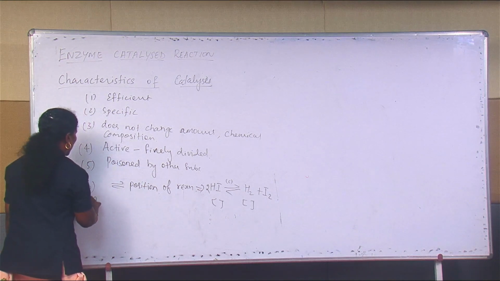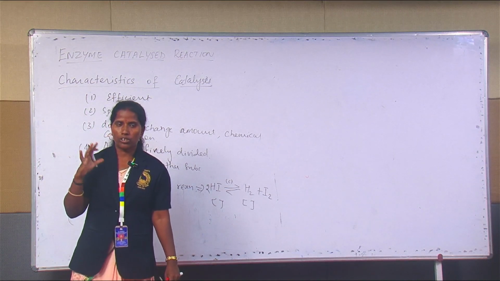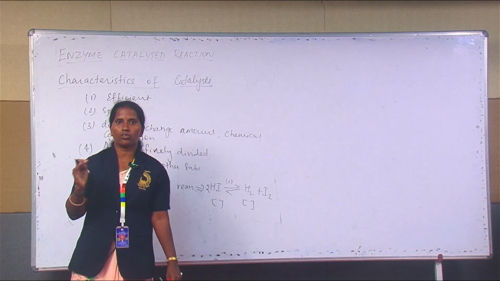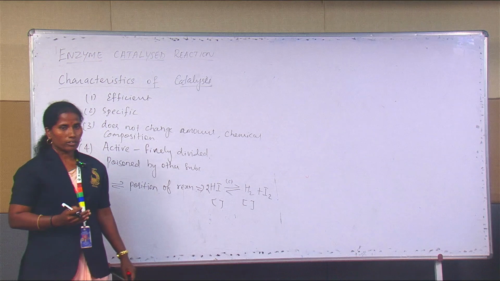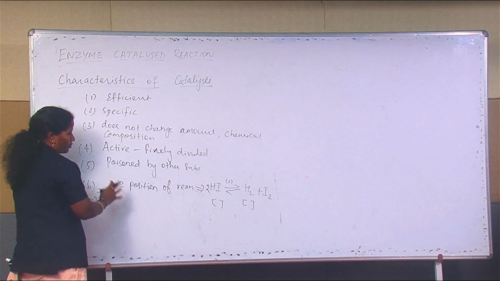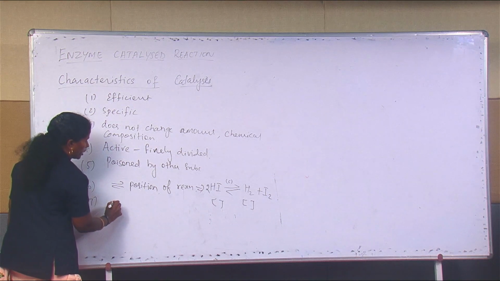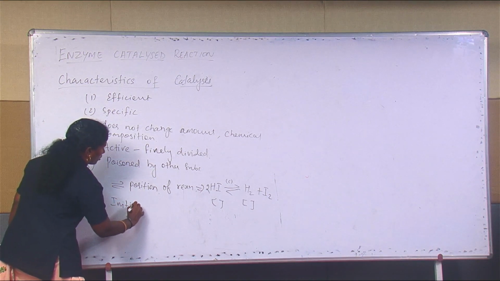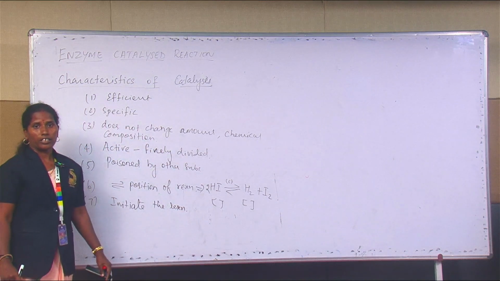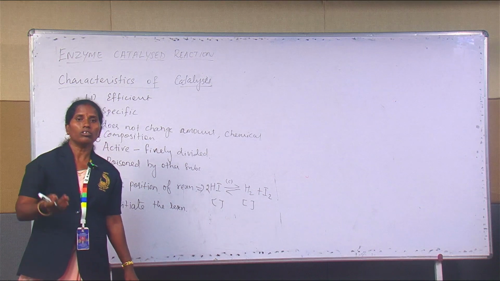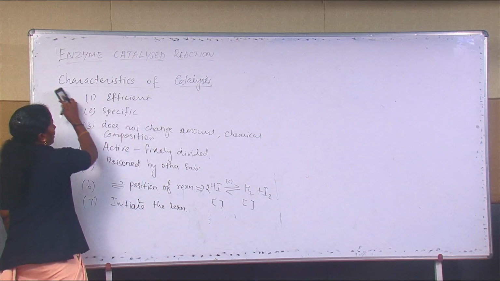Likewise, the catalyst does not initiate the reaction. Whether we use a catalyst or not, the reaction goes on. Without a catalyst the reaction is slower, whereas with a catalyst the reaction is faster. The catalyst does not initiate the reaction; it is only used to increase the rate of the reaction. So these are the basic criteria of a catalyst.